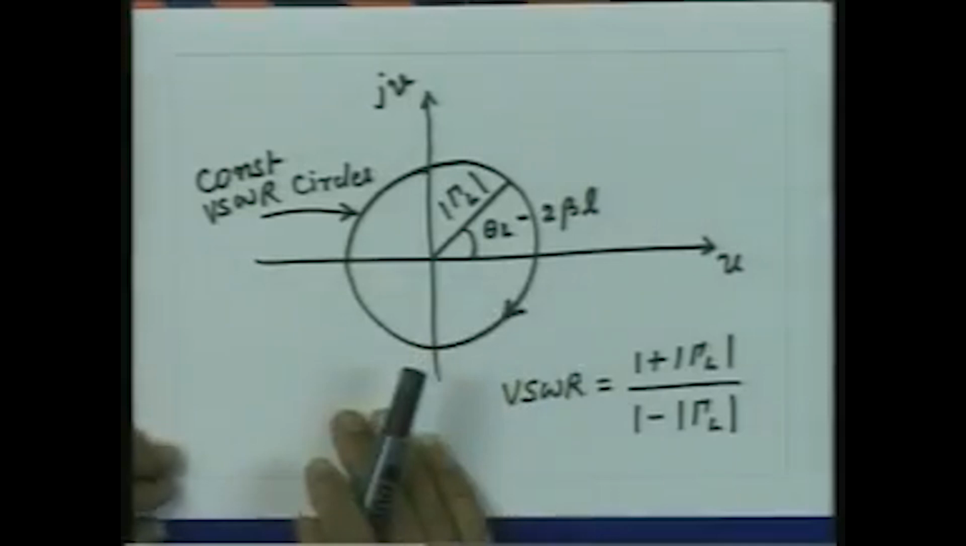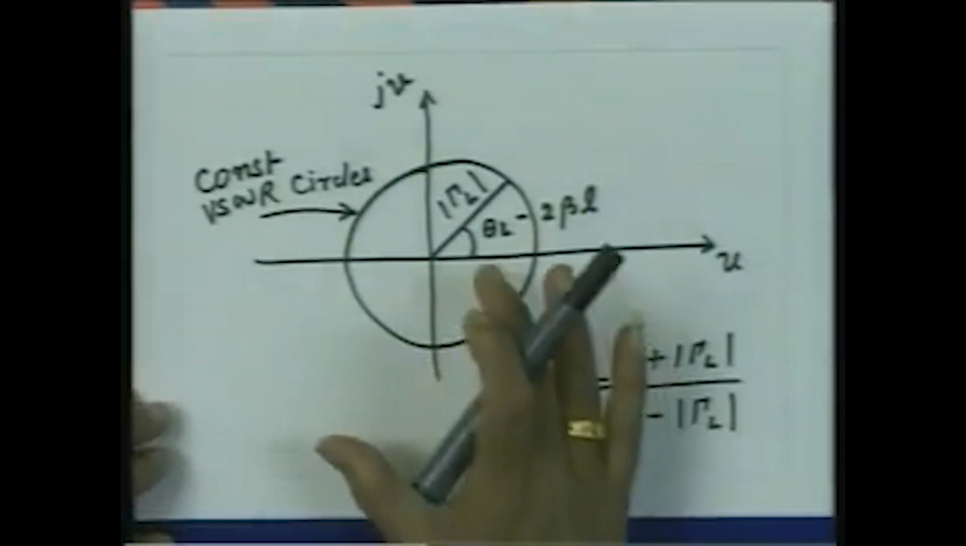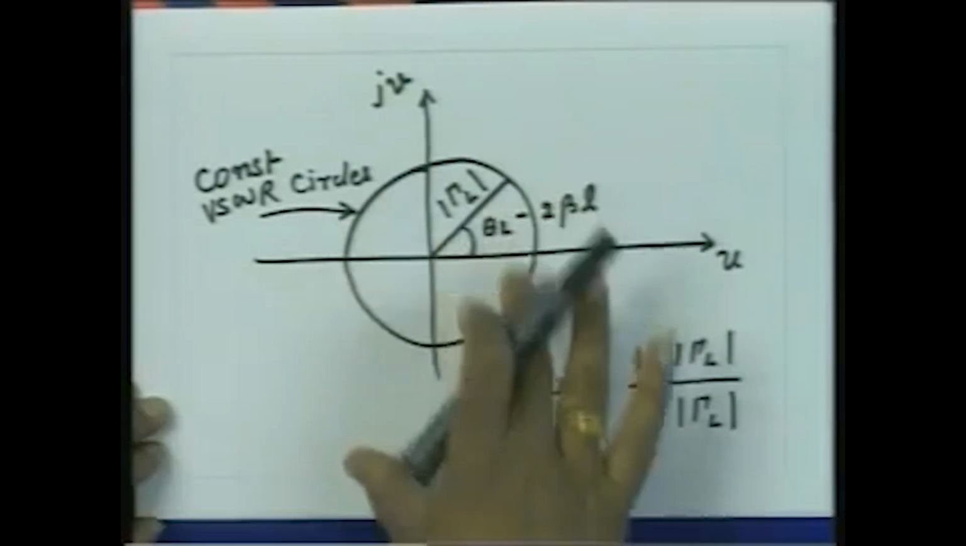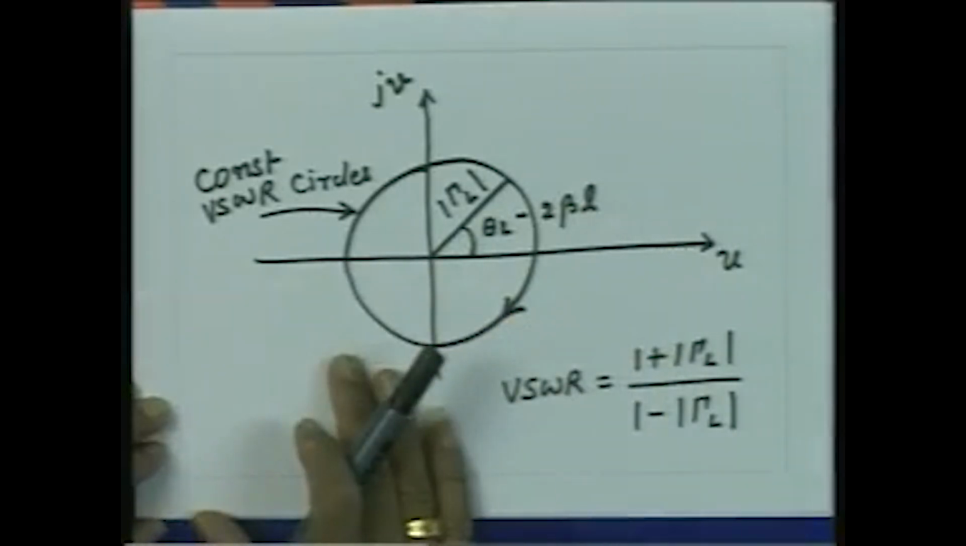With this understanding and superposing the constant VSWR circle on the Smith chart, then we can solve the transmission line problems. However, as I mentioned last time, you may require many times the connections of transmission lines, which could be in the form of parallel connections.